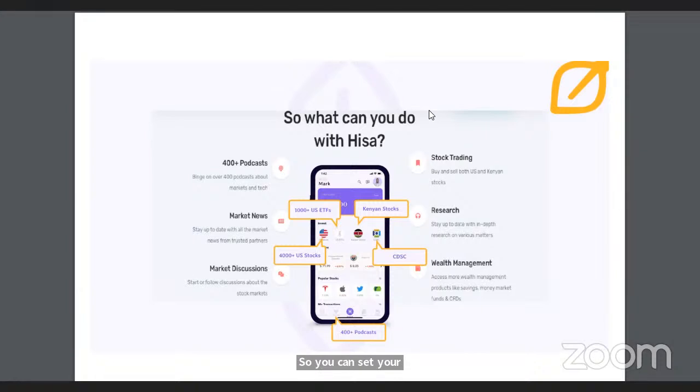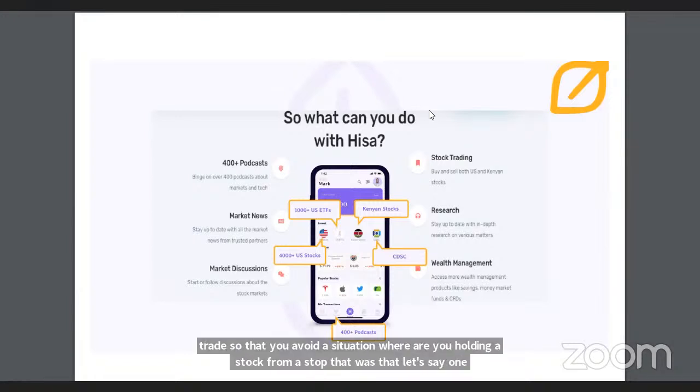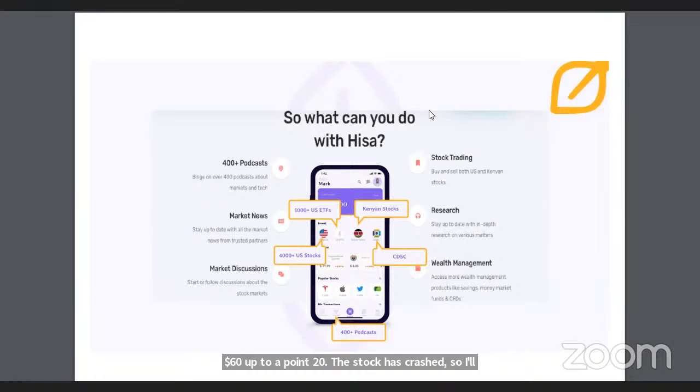The advantage of stop loss is that it automates the trade, so that you avoid a situation where you're holding a stock that was at, let's say, $160 up to a point where the stock has crashed. A stop loss will really protect you in instances such as the ones we have been seeing of late, where banks are falling. I think you guys can see what happened with First Republic Bank. You can see a stock has fallen like 90%.